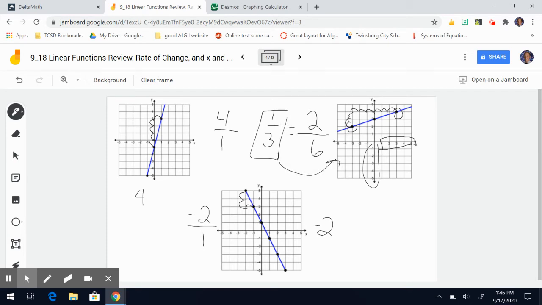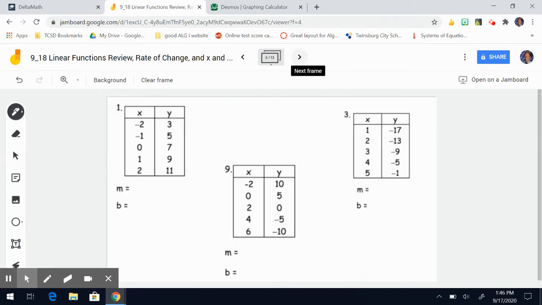So that's given a graph. Basically what we're doing is going to be counting. And remember, it's going to be your y's over your x's. And again, the science way to show that is that delta or that triangle. All right, what are they giving us here? They are giving us a table.